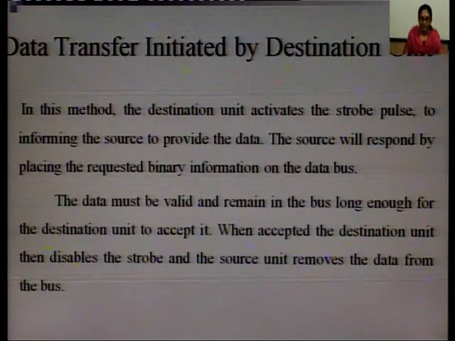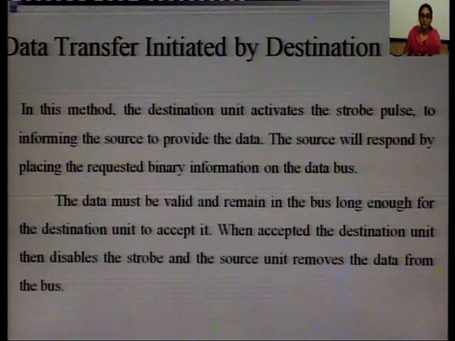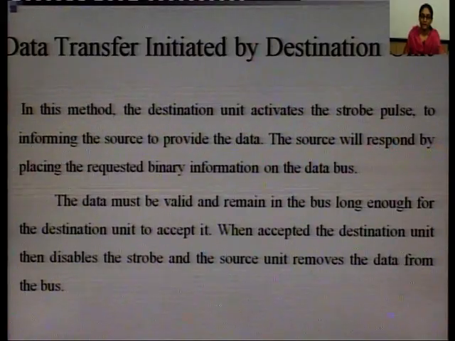The source will respond by placing the requested binary information on the data bus. The data must be valid and remain on the bus long enough for the destination unit to accept it. When the data is accepted by the destination unit, it will disable the strobe signal and the source unit removes the data from the data bus. So these are the two methods used with strobe signals: one by the source unit and the second by the destination unit.